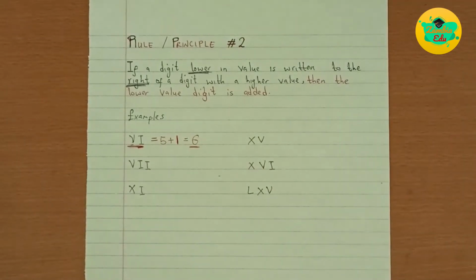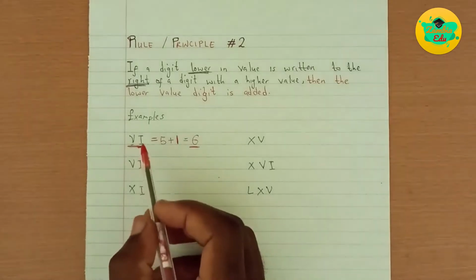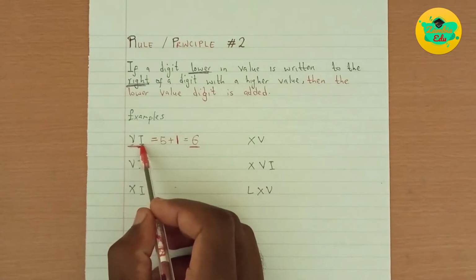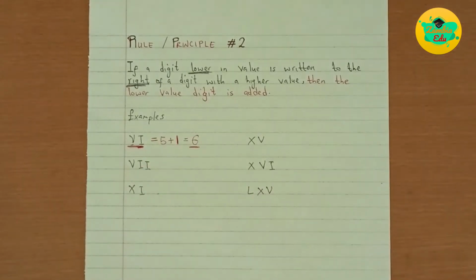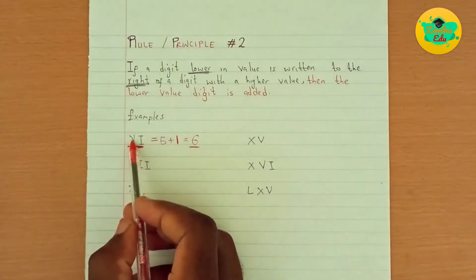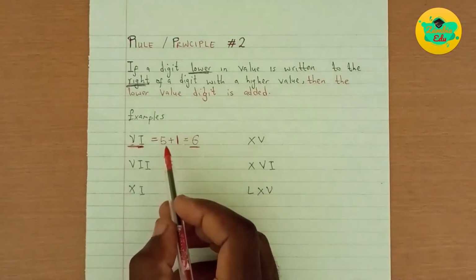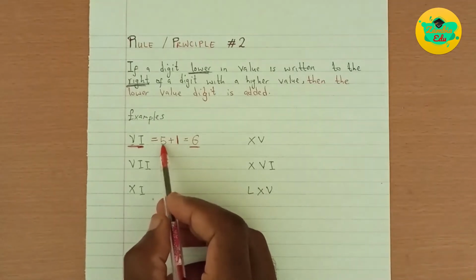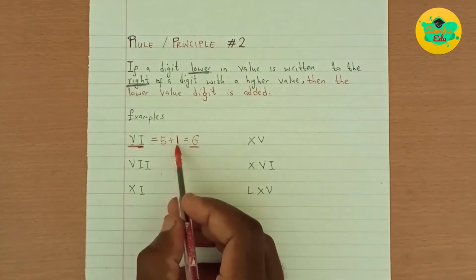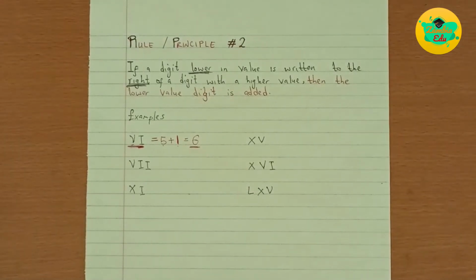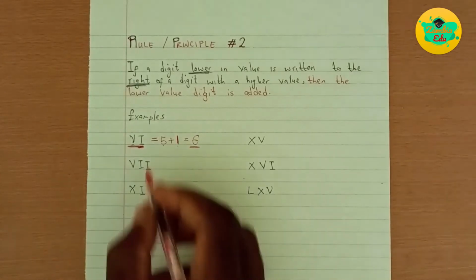How are we able to come up with the 6? Because the digit lower in value was put on the right of the digit which is higher in value. The moment you see such a situation, it means you are going to add the value of the higher digit plus the value of the smaller digit to get the actual numeric value of the given Roman number. Okay, let's go to example number 2.